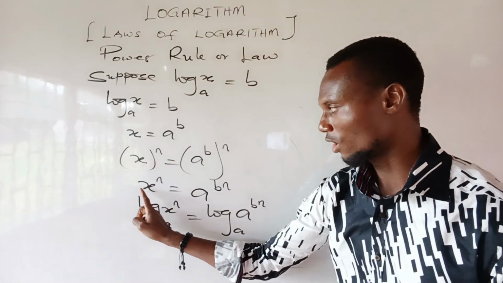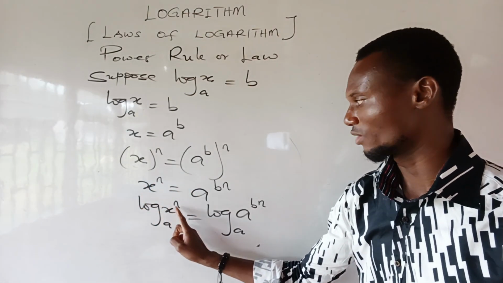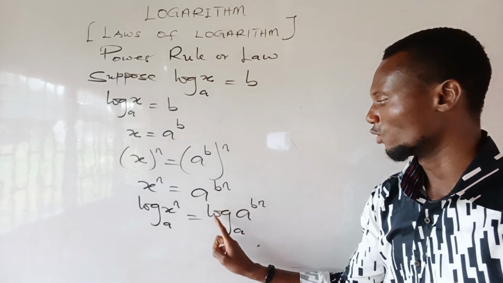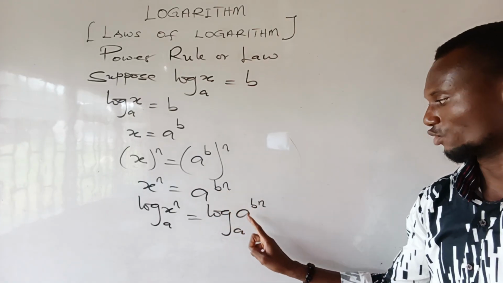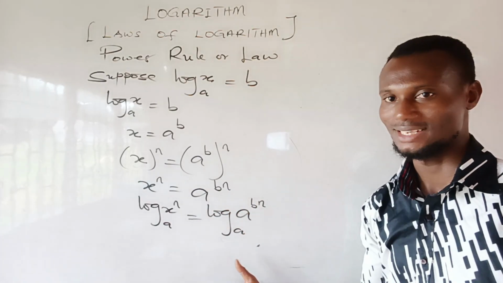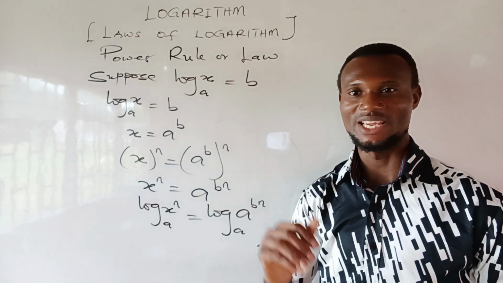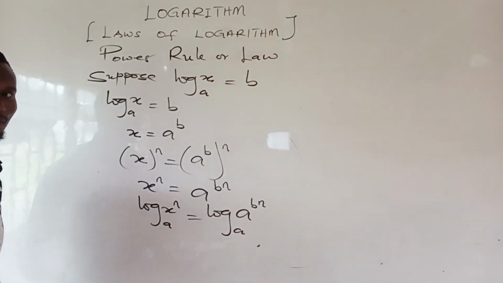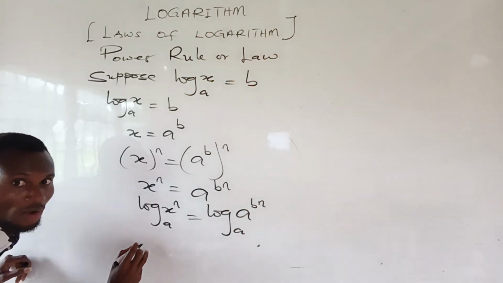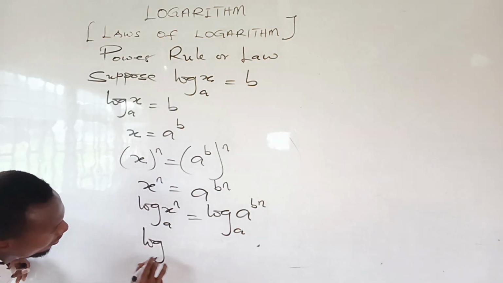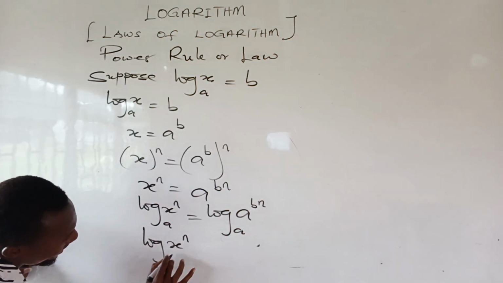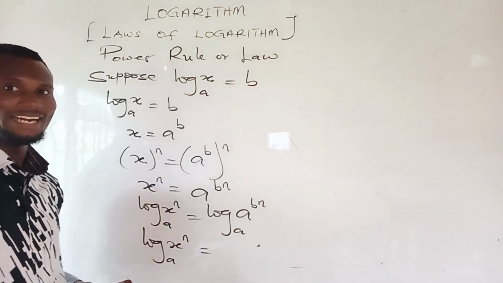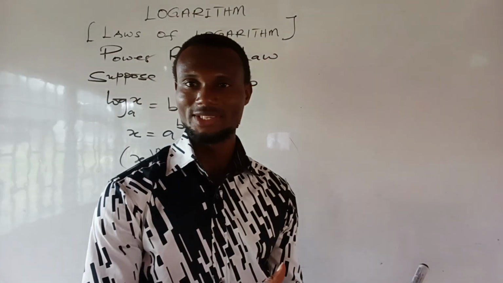So taking log of this side, log s to the power n to the base a equals, then take log of this side also, log a to the power bn to the base a, as simple as that. I hope you understand and you agree with me up to this point. So let's proceed and do some basic simplification. Now I'm going to repeat my log of s to the power n to the base a here equals, then this one I will rewrite in another way, which I've explained a lot in the previous videos.